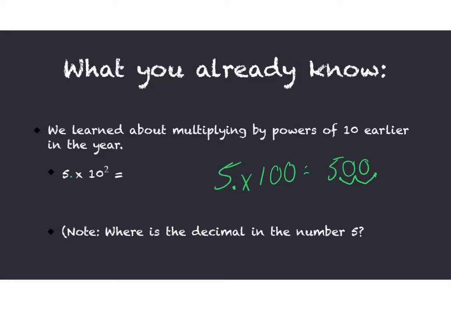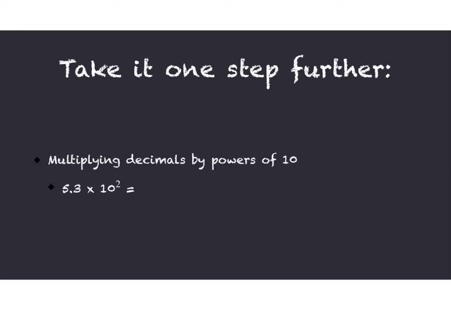So let's look at the next page here. We're going to take it one step further, and we're going to multiply decimals by powers of 10. So I have a problem that's very similar to the one we just did with the whole number. The only thing is I changed it from 5 to 5 3/10. So let's answer this. 5 3/10 times 100, or 5 3/10 times 10 to the second power.